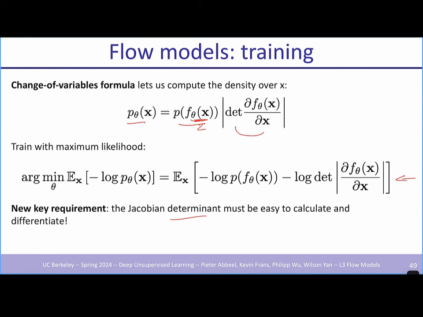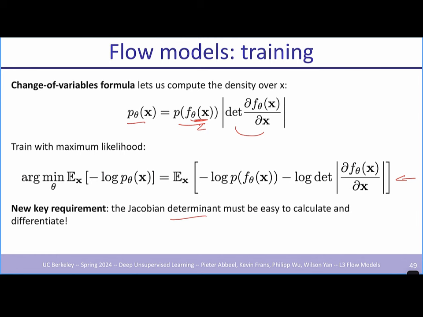So you're going to want to start thinking about what kind of mappings have all the local linear approximations with convenient determinants to compute. By the way, if the determinant is not easy to compute, it's still a flow. It's just a flow that you can't really train. You have no computational approach to train it. And determinants in general are actually very expensive to compute.